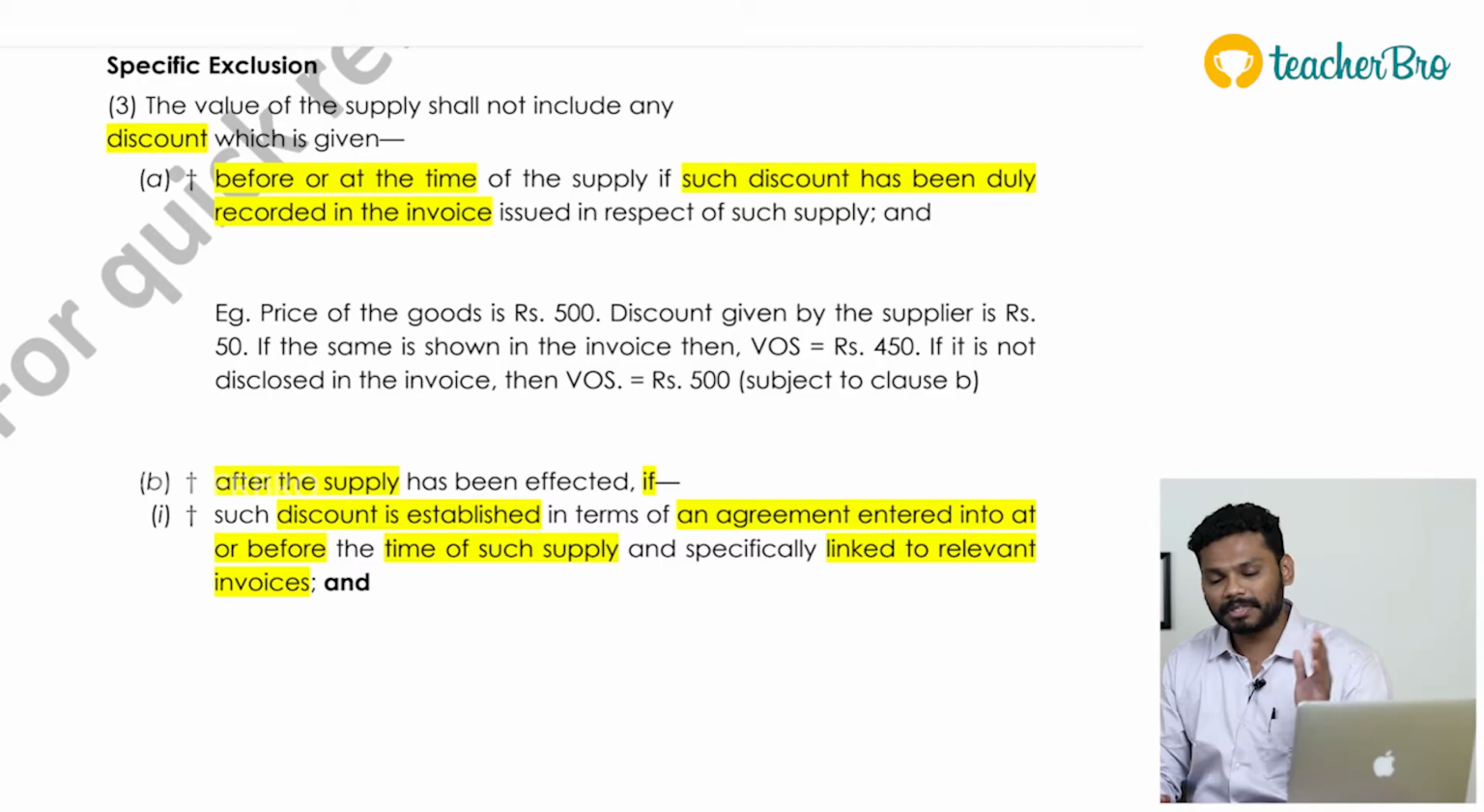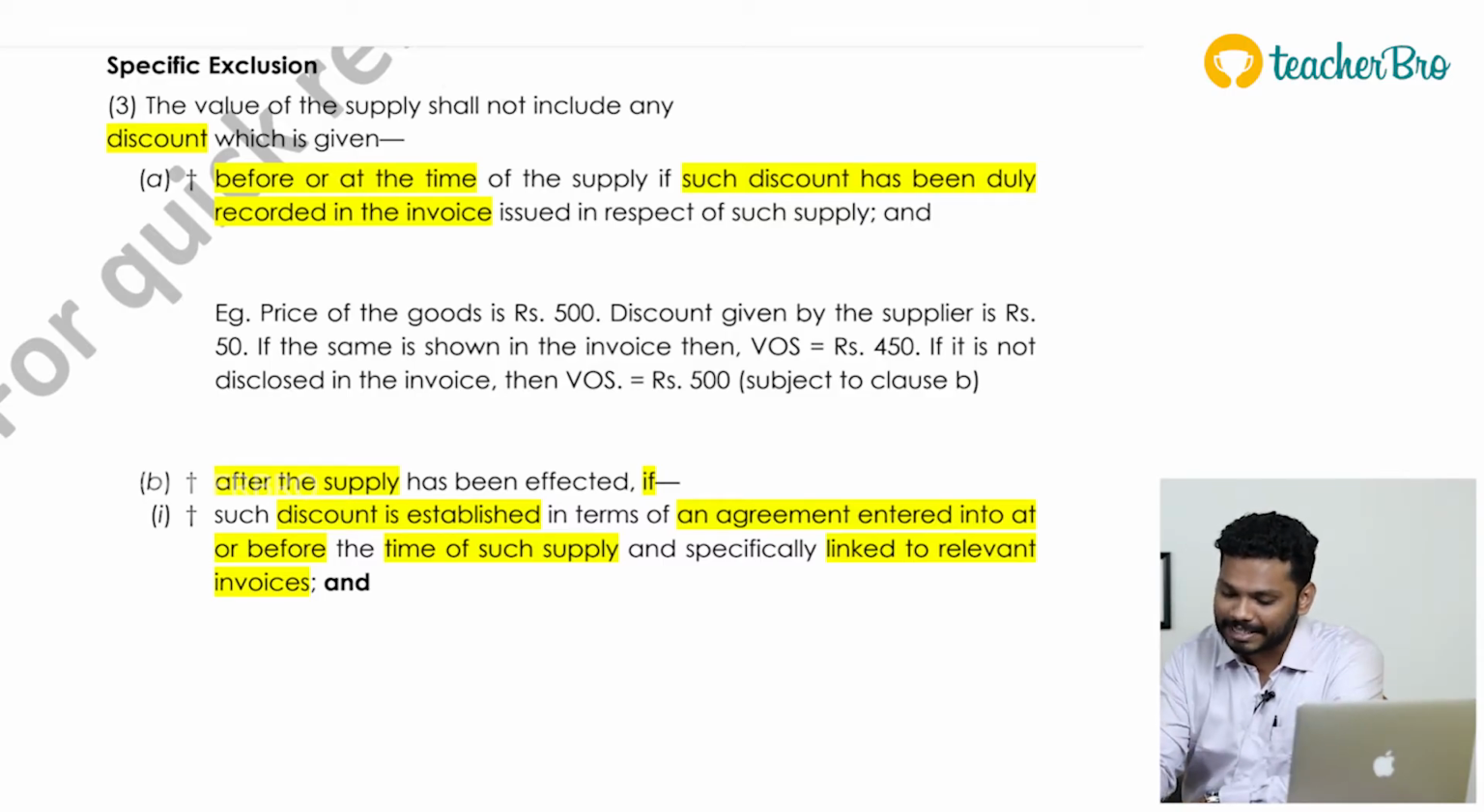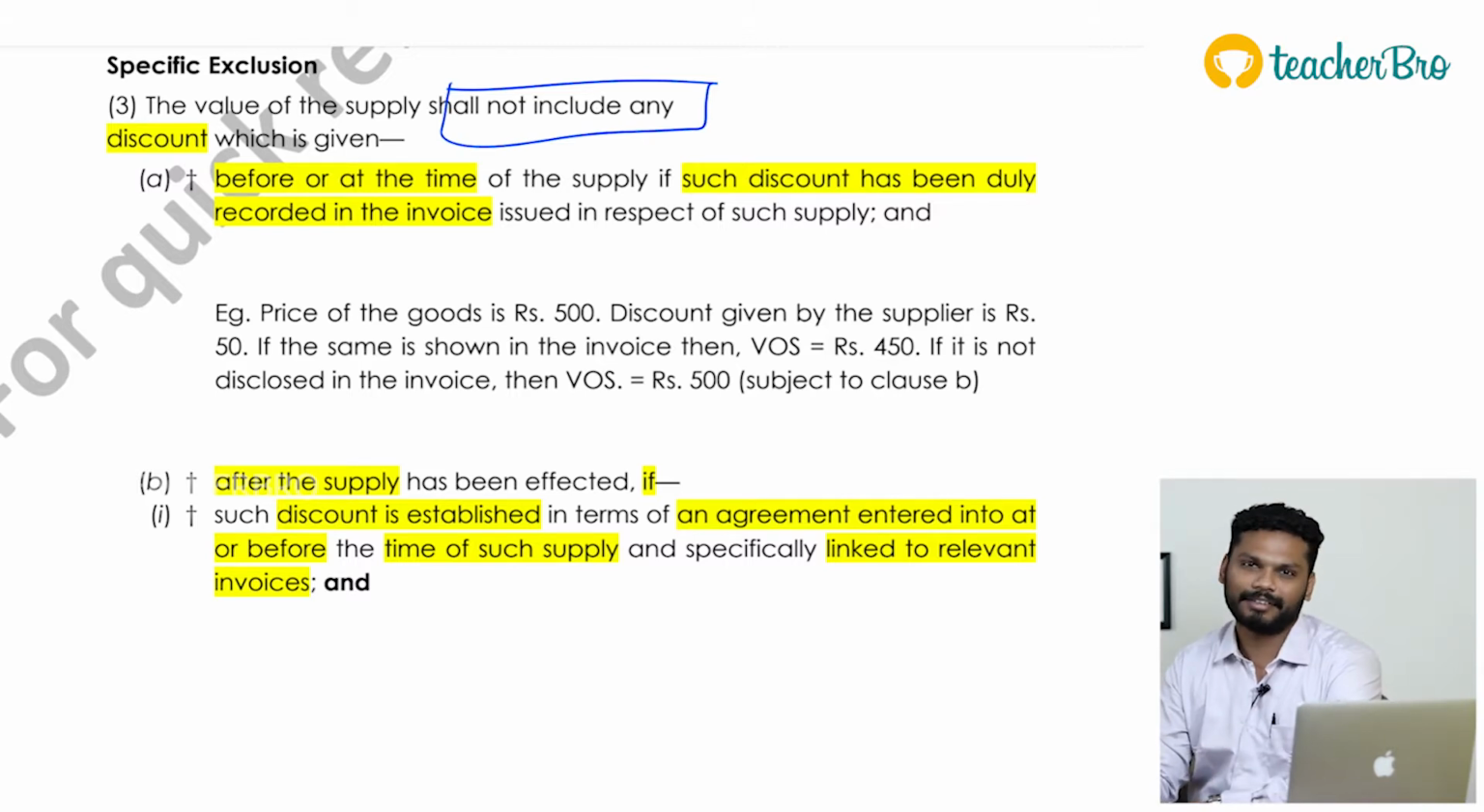Second, Section 15 has covered discounts which are given after the supply. When I made the supply, I made it at one value, and at a later point of time, I am giving a discount. That is also covered in Section 15, subsection 3. So let us have a look at Section 15, subsection 3. Subsection 3 says, the value of supply shall not include, which means value of supply should not include what is given in subsection 3. It is an exclusion from value of supply.